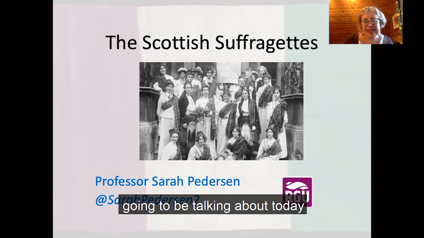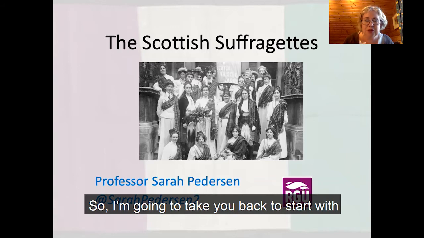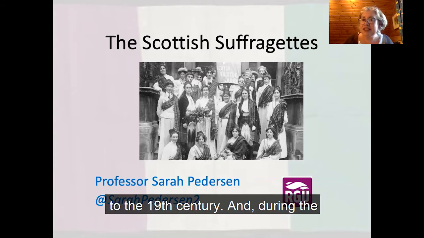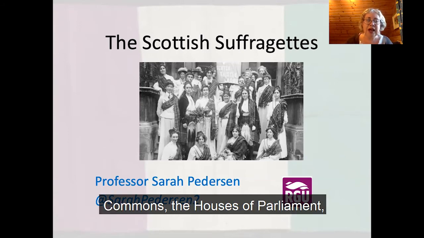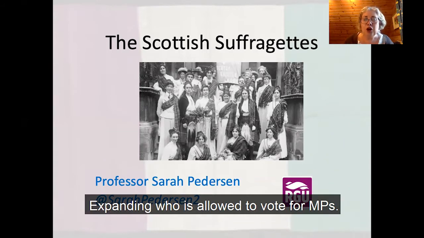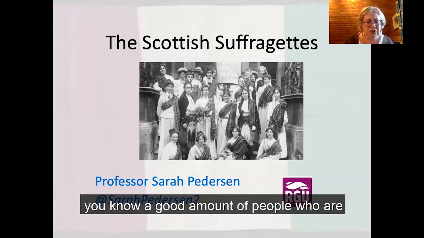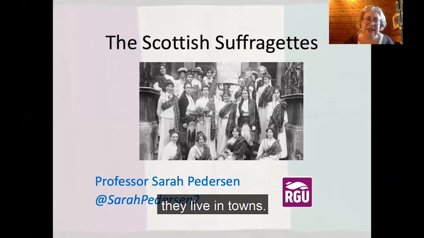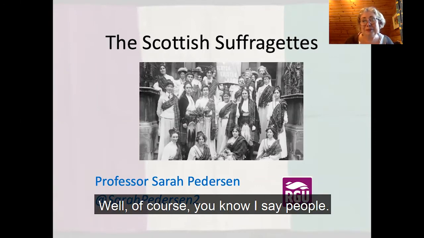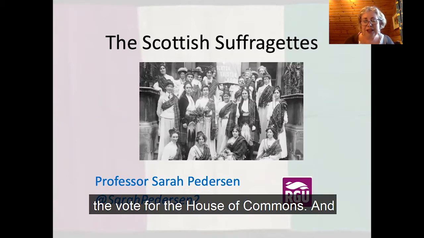What I'm going to be talking about today is the history of the Scottish Suffragette movement and the suffragists as well. I'm going to take you back to start with to the 19th century. During the 19th century, a number of reform bills go through the Houses of Parliament, expanding who is allowed to vote for MPs. By the 1860s, a good number of people are allowed to vote, even some working class people, particularly if they live in towns. Of course, when I say people, I don't mean people, do I? I mean men.